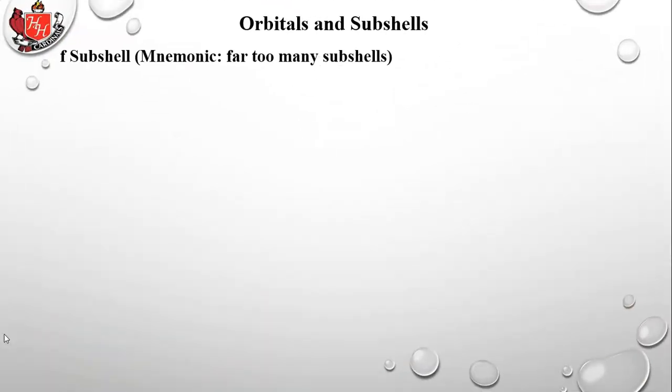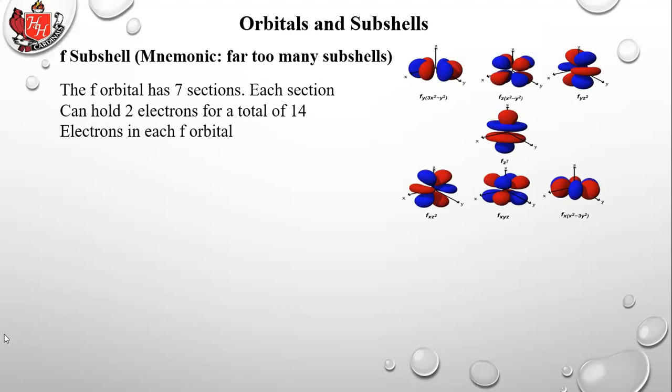Okay, F subshell. The mnemonic, far too many subshells. I couldn't think of anything better. But the F subshell has got 7 subshells. And you can see they have a lot of lobes. So the F orbital has 7 sections. Actually, 7 sections, I should have said. Each section can hold 2 electrons.